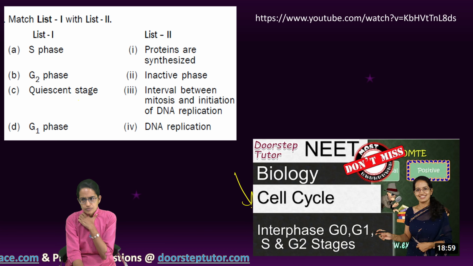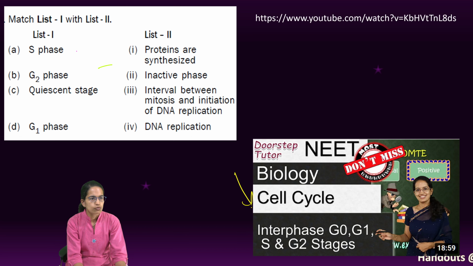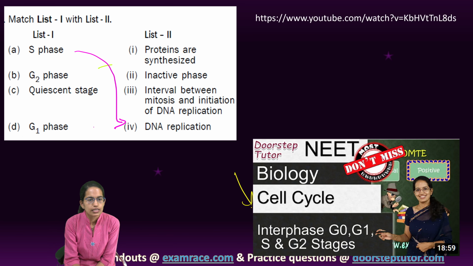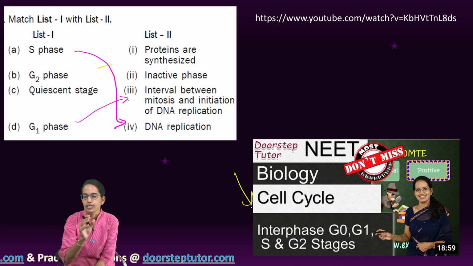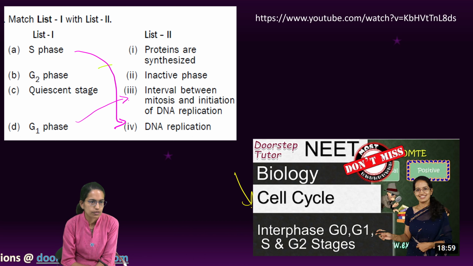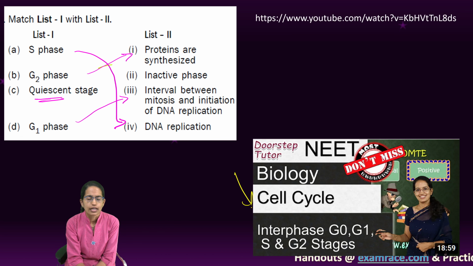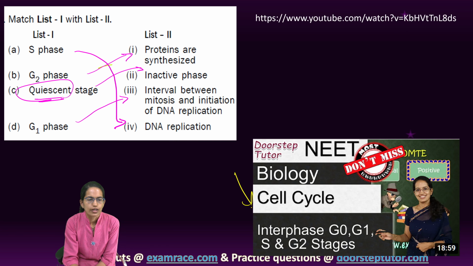Now what happens in the S phase? In the S phase there is replication of the DNA. So under the S phase what happens is DNA replication takes place. In the G1 phase you have the initiation of the replication of the DNA and it is the gap between the mitosis process, so we call it as G1 phase. G2 phase is the phase where we have the synthesis of the protein that takes place, and quiescent, as the name suggests, this is the inactive. So wherever you have the word quiescent related to inactive, you have the right match here.